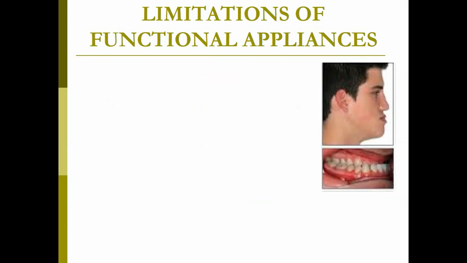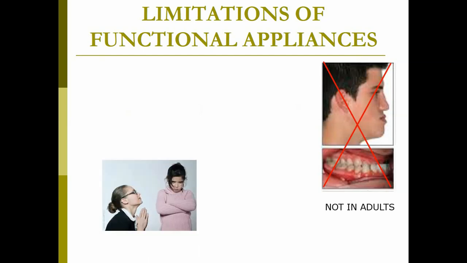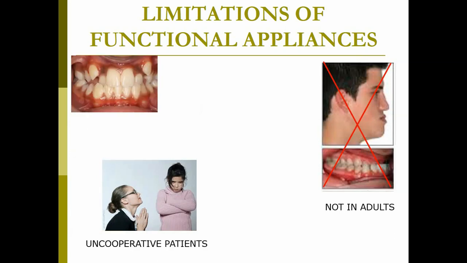So limitations are, if you have a class 3 patient in an adult, you cannot go for a myofunctional appliance. Remember, your myofunctional appliance can grow the mandible or redirect the maxillary growth only if growth is left. If no growth is left, then what is the only option left? It has to be a surgery. And of course, uncooperative patients, especially your removable myofunctional appliances, cannot be given.